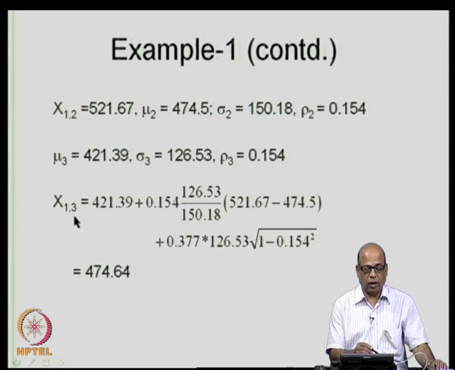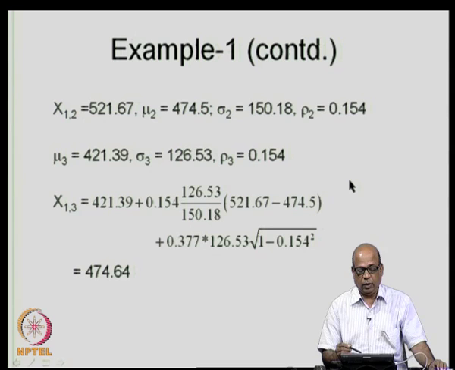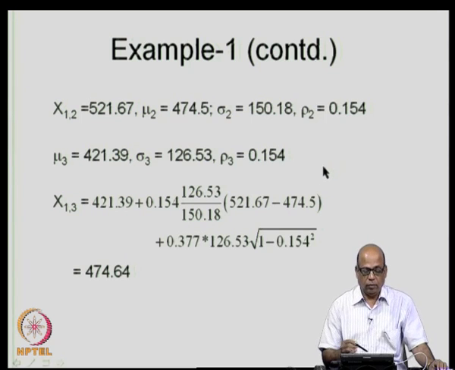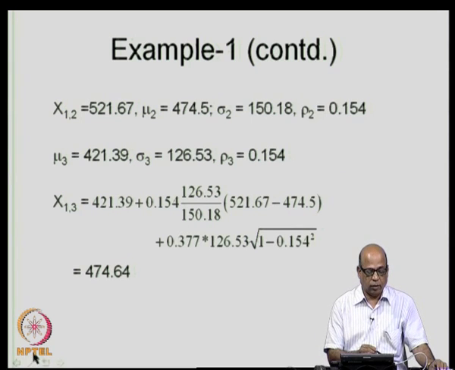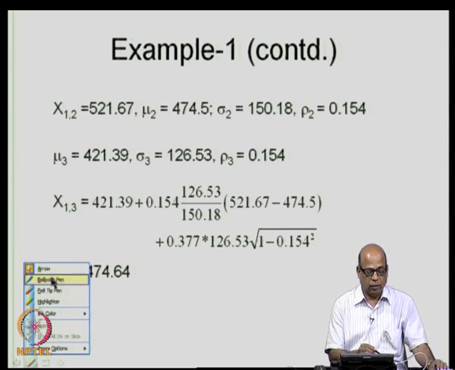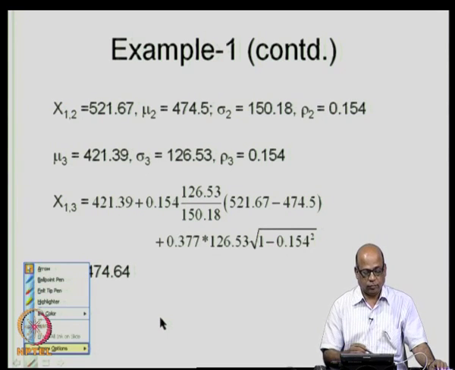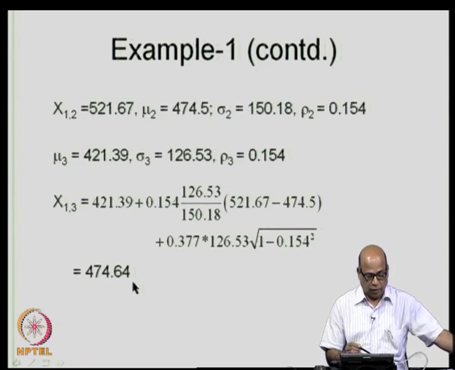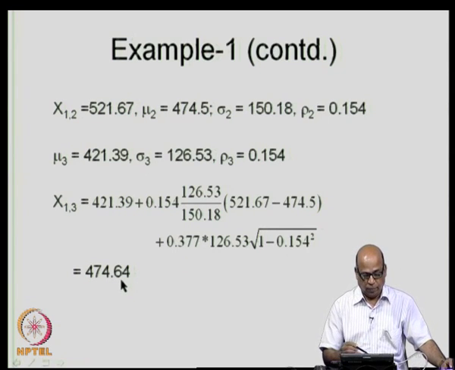So, we get x 1 3, for which we will also require mu 3, sigma 3 and rho 2 in this particular case. So, we use these values and generate the next value. Here there is another small mistake. This is not rho 3, we will just take rho 2. So, we get the value as 474.64.